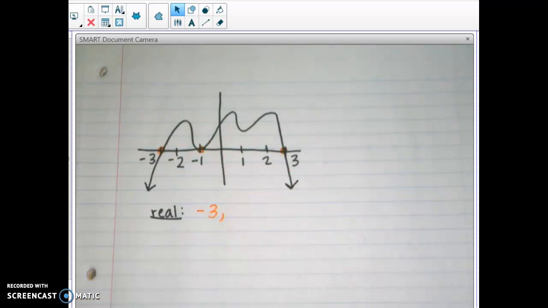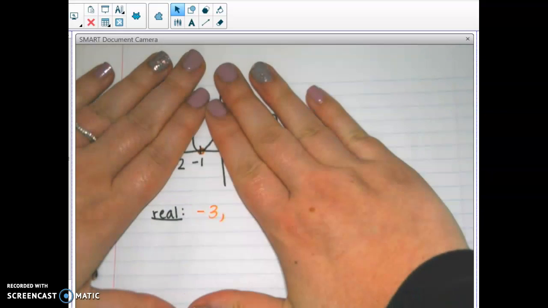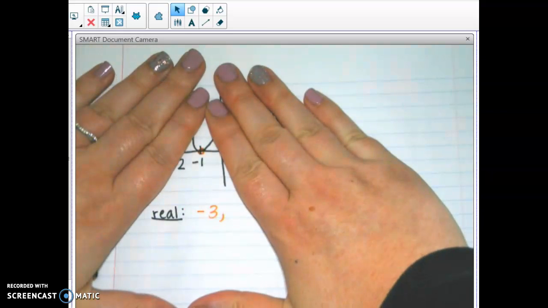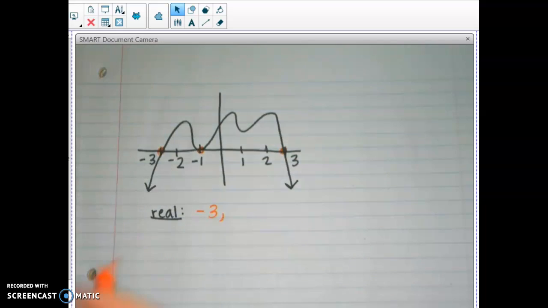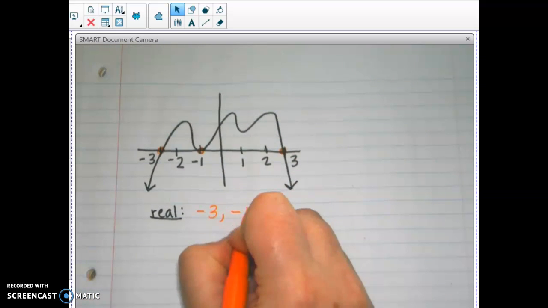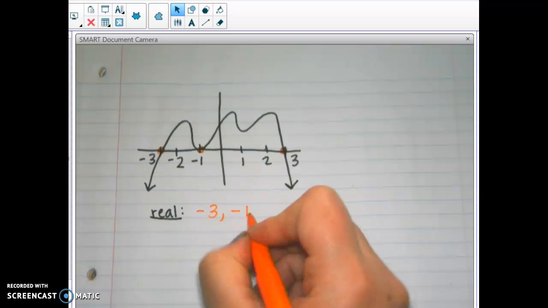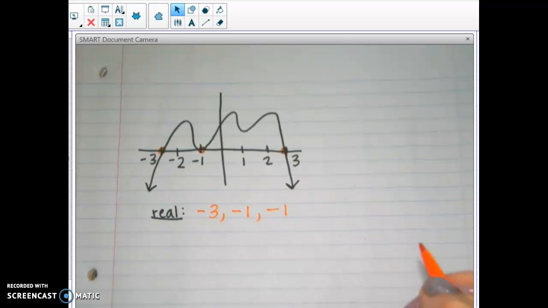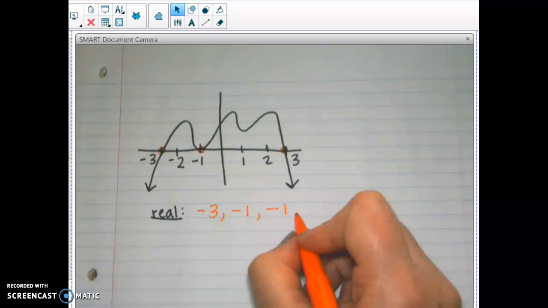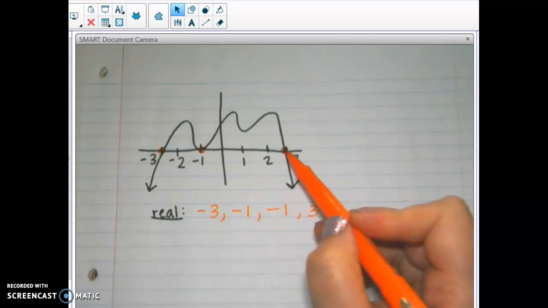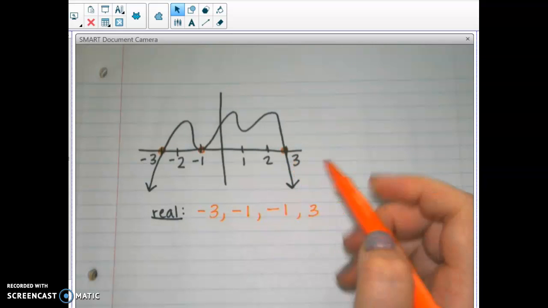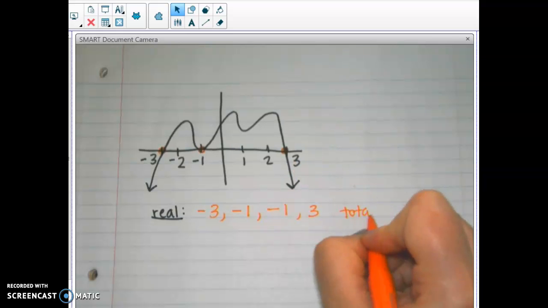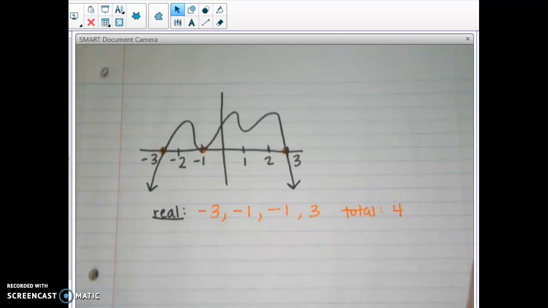If I were to cover up everything else and I gave you that graph, you would probably tell me that was a parabola. So a parabola has a degree of 2, which means this counts twice. And so you can tell me that it's a double root. You can tell me that that has a multiplicity of 2. I'm going to actually list it twice so that when we're counting, you can see why I listed it twice. All right, and then 3 is a single root because it's just going straight through. So this has a total of 4 real roots.